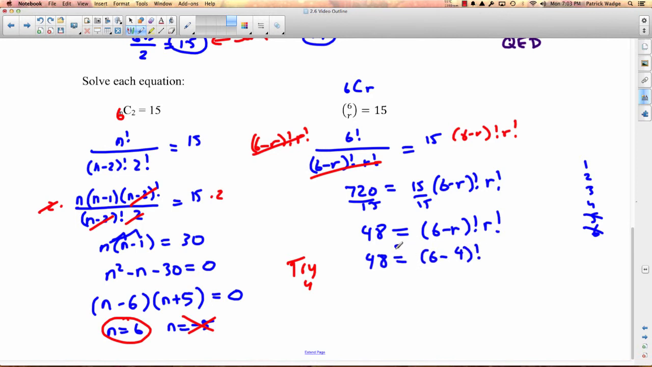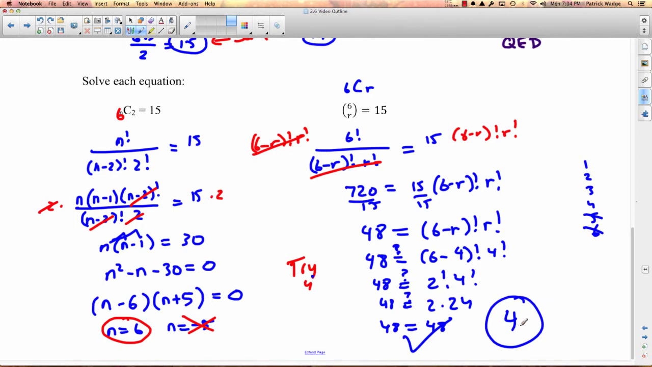This is like a question mark. Does it equal? I'm testing it. And then I also put 4 in here. So 48 equals question mark. 6 minus 4 is 2 factorial, and then 4 factorial. 2 factorial is 2 times 1, which is 2. 4 factorial is 4 times 3 times 2 times 1. 4 times 3 is 12, times 2 is 24, times 1 is still 24. Does 2 times 24 equal 48? It does. It worked. So we now know that 4 is the answer.